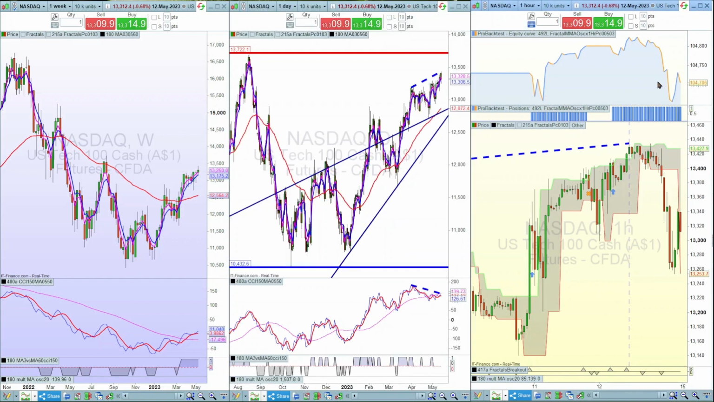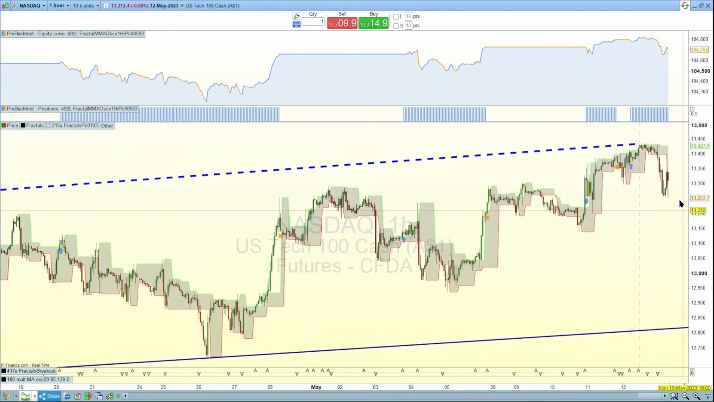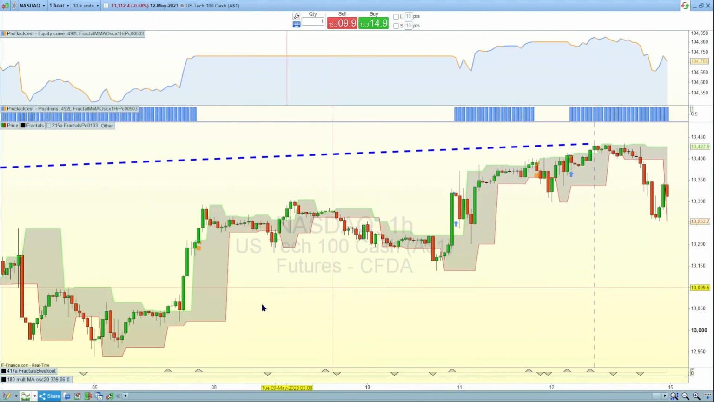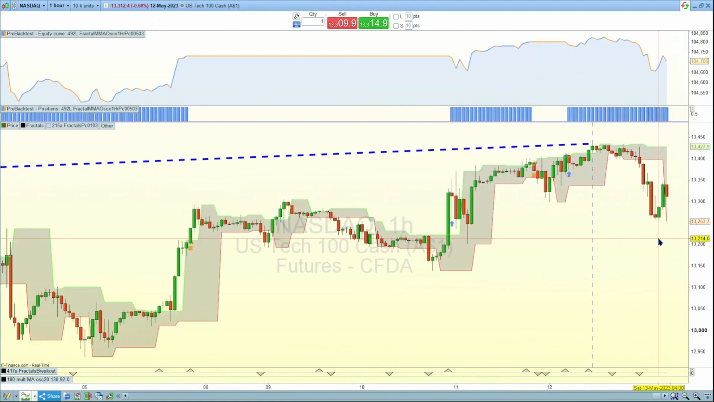On the hourly, you can see there it's broken down quite substantially in the last few hours and coming close to this. We could also draw another diagonal across there, but I won't make it too messy. So I'll see where it stops in the coming hours.